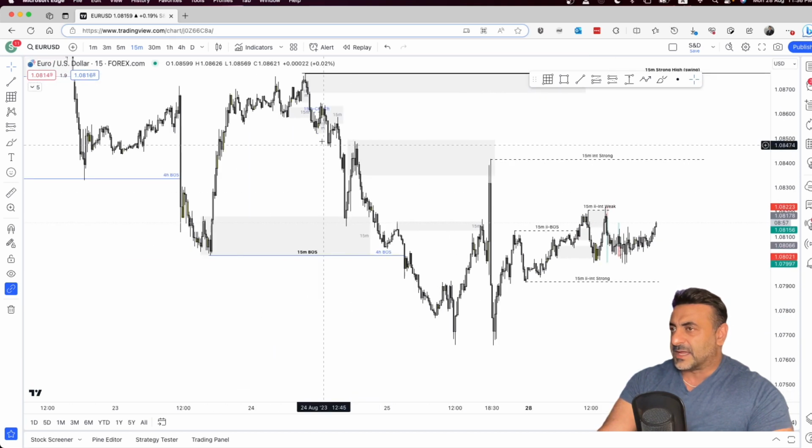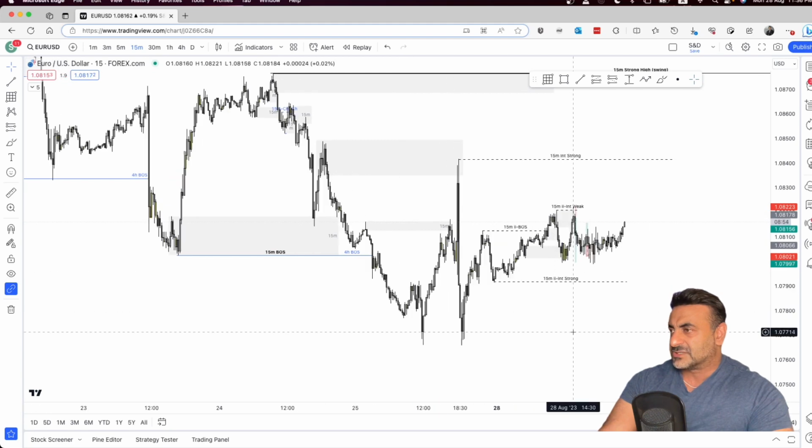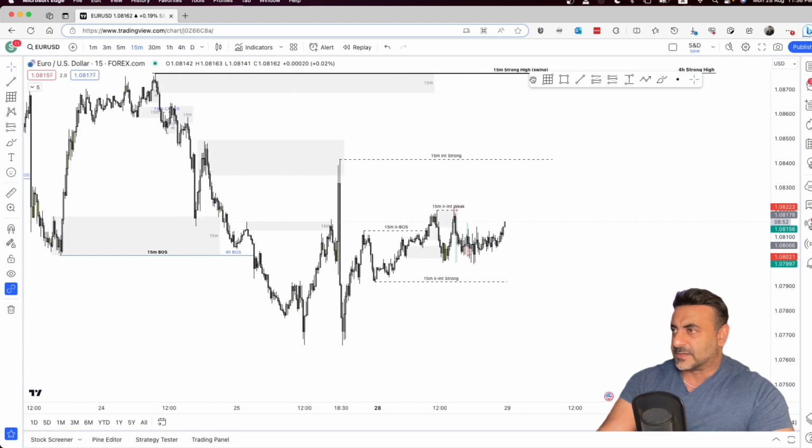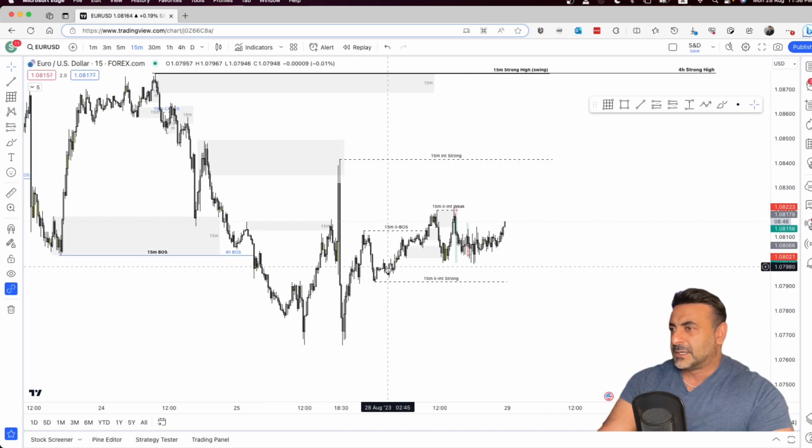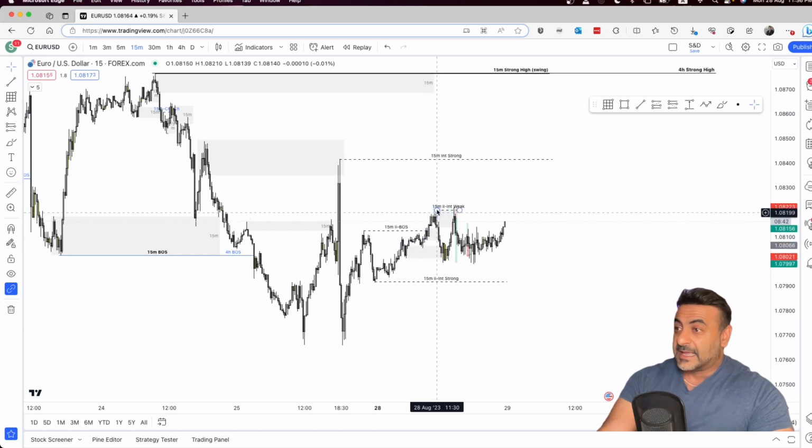What do we have here? We have a larger 15-minute swing structure, which at this point is what? Bearish. We have a larger internal structure, strong high, which is what? Bearish. We have the internal structure, which is maintaining the order flow. This internal structure, I'm waiting for it to switch bearish.